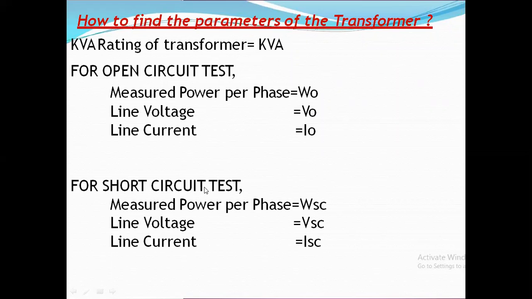And from the short circuit test, we measure the power per phase, that is WSC. SC stands for short circuit, line voltage VSC, and the line current ISC, that we have found from the voltmeter, ammeter, and the wattmeter reading in case of the open circuit and the short circuit test.